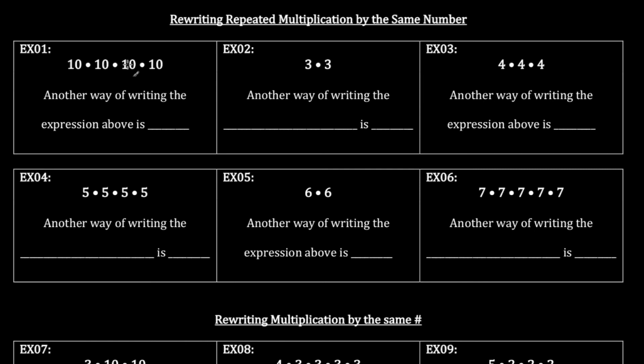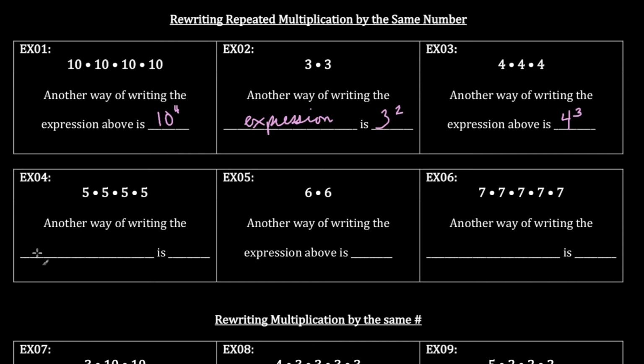So 10 times 10 times 10 times 10. Another way of writing the expression above is 10 to the fourth power. I'll make that 4 a little smaller so you can tell. Fourth power, exponent. Another way of writing the expression is 3 to the second power. Another way of writing the expression 4 times 4 times 4 is 4 to the third power.